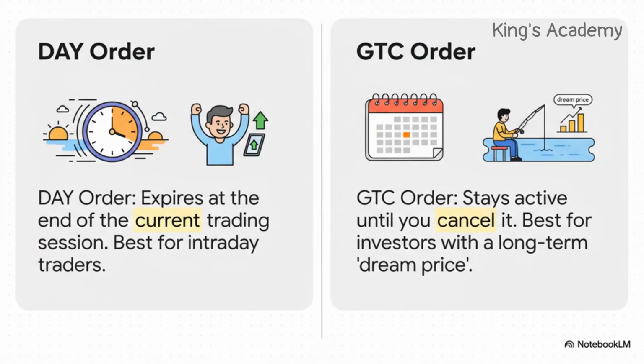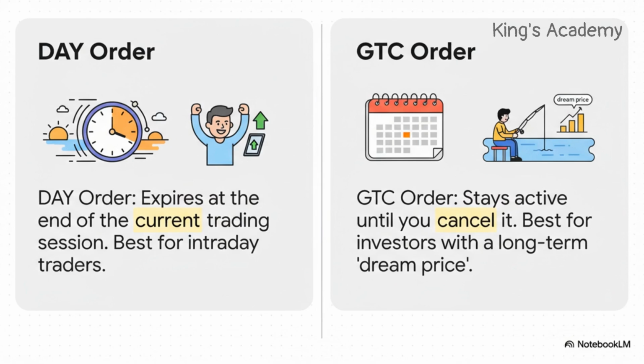Okay, so this slide breaks down the two most common choices you'll see. First, you've got a day order. This is usually the default setting. It means your order is live for just one trading day. And if it doesn't get filled by 2:30 p.m., poof, it's gone. Perfect if you're an active trader.